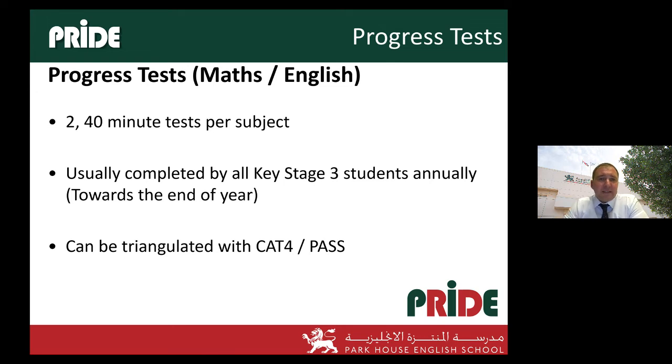Now the progress test, there's two 40-minute tests per subject. So two 40 minutes in maths, two 40 minutes in English. This is completed by all key stage 3 students annually, and we do it towards the end of the term, or end of the year. And again, as I mentioned in the previous slide, it's triangulated with the CAT4 data and the PASS4 data. I'll recap that once I've explained what PASS is.